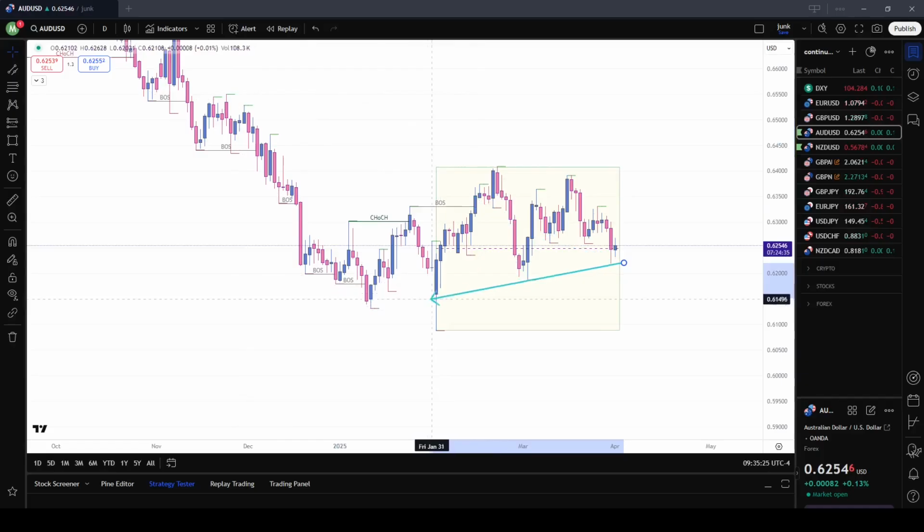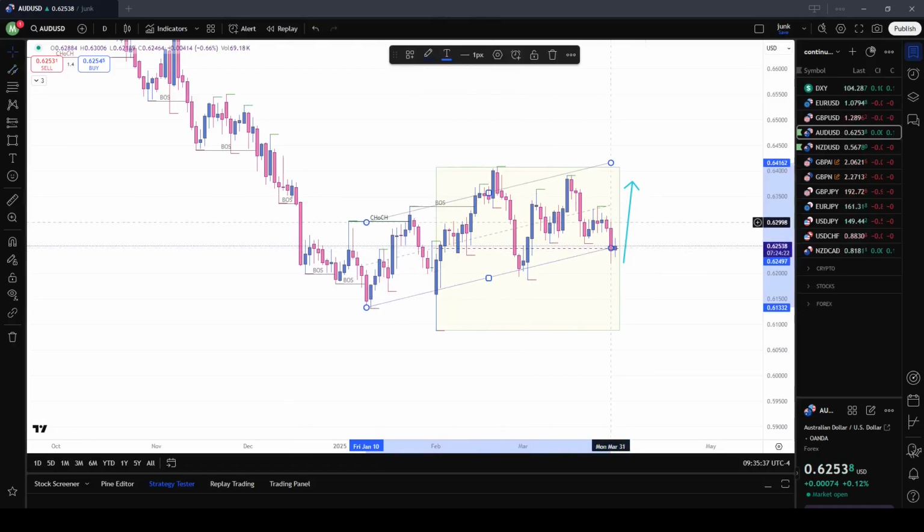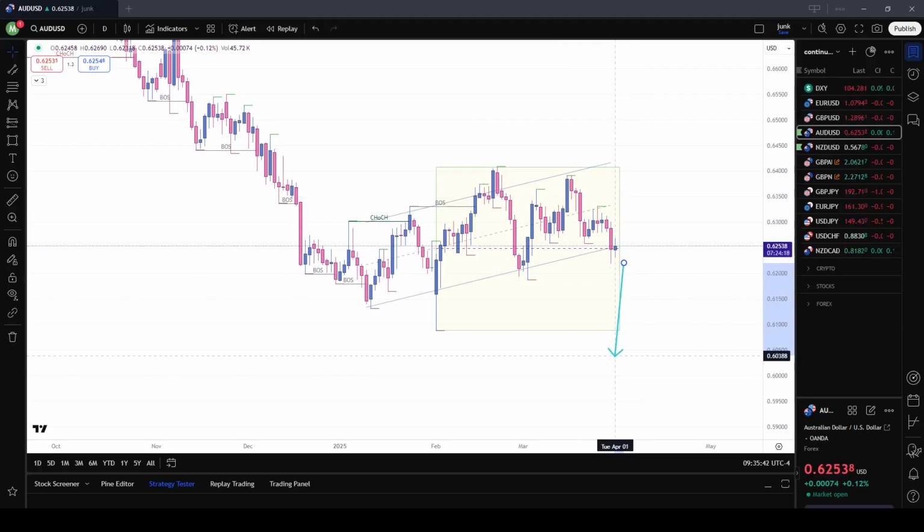But if it doesn't, then that means the buyers weren't strong enough at this area in order to keep pushing prices higher. So right now, it could be considered possibly forming a bear flag, which means there's a high probability that the prices will continue to shoot downward. And that would coincide if there's any strong dollar news.